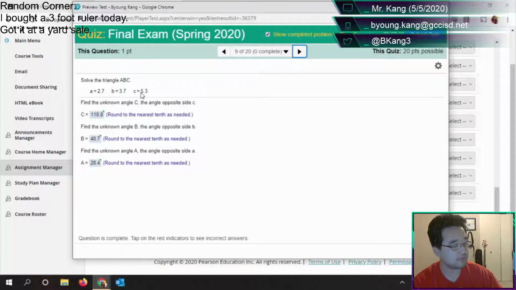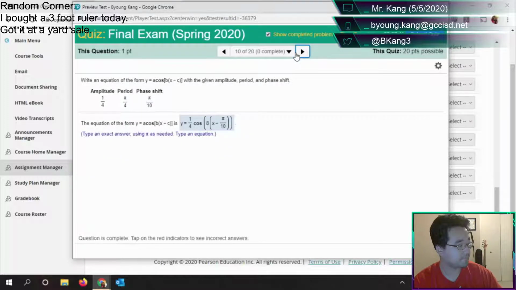Solve the triangle, so you don't have any angles, so you have to use law of cosines to find an angle. You just saw that one on exam 3. This one, just have the correct amplitude, period, and phase shift. Remember, period is 2 pi over b. That b right there. So 2 pi over 8 would give you a pi over 4 period, and that's the trickiest part of this problem.